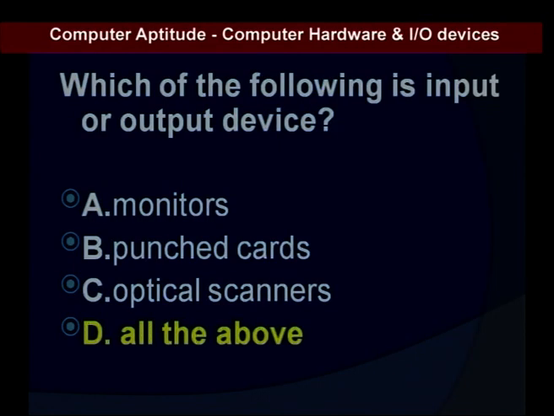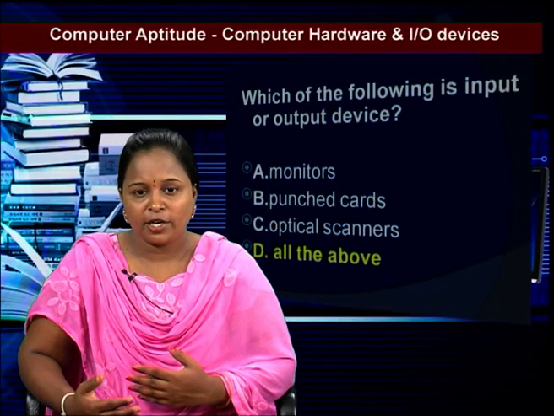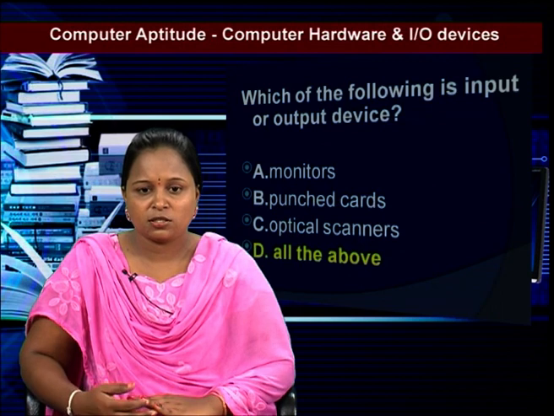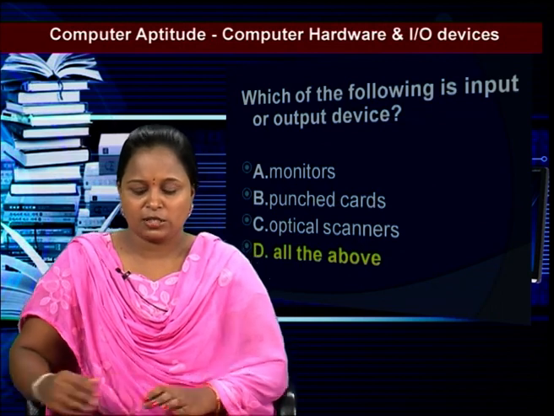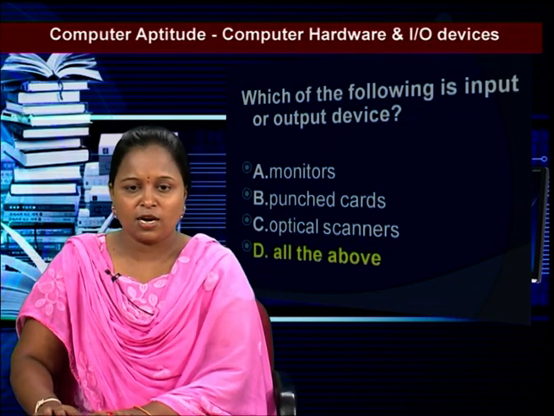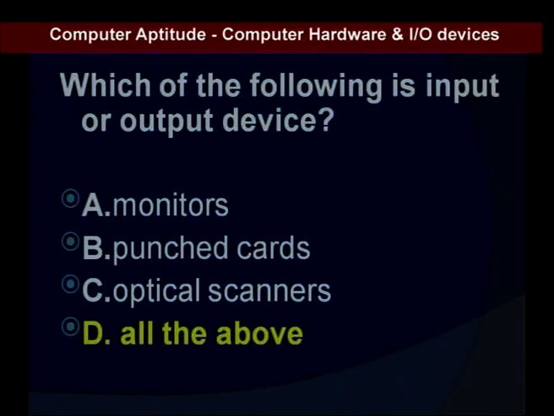Which of the following is an input or output device? They will ask about input devices and output devices. So what are the input devices and what are the output devices? Monitor, punched cards, optical scanners. These are the input and output devices. So all of the above is the answer here.